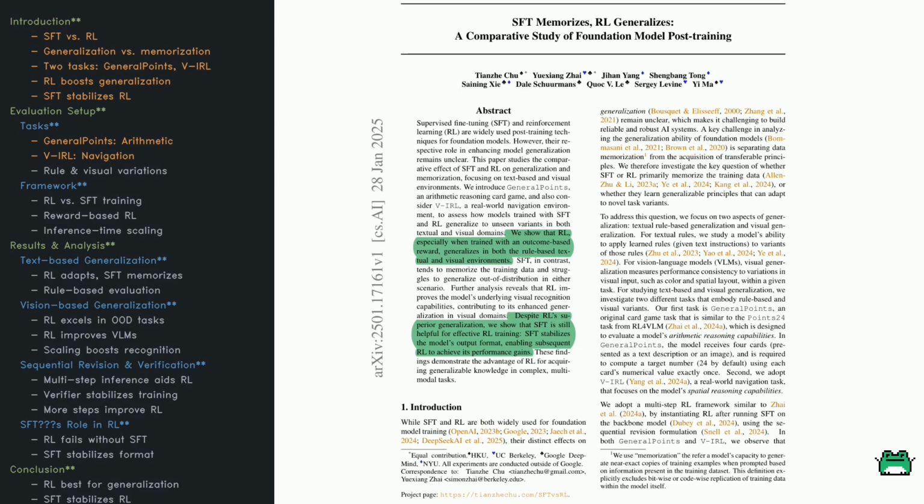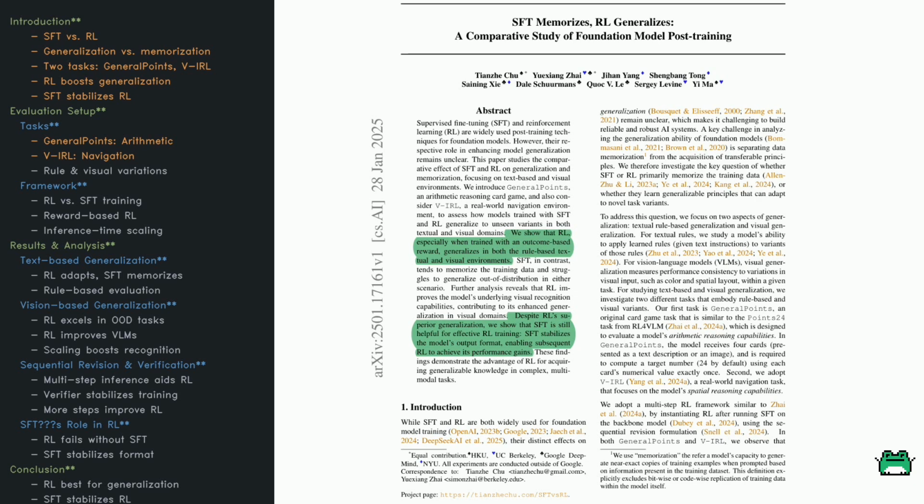And here's where things get interesting. RL, especially when trained with outcome-based rewards, shows strong generalization in both textual and visual tasks. SFT, on the other hand, tends to memorize the training data and struggles when faced with something new. But don't write off SFT just yet. It plays a crucial role in stabilizing the model's output format, which actually helps RL do its job better.